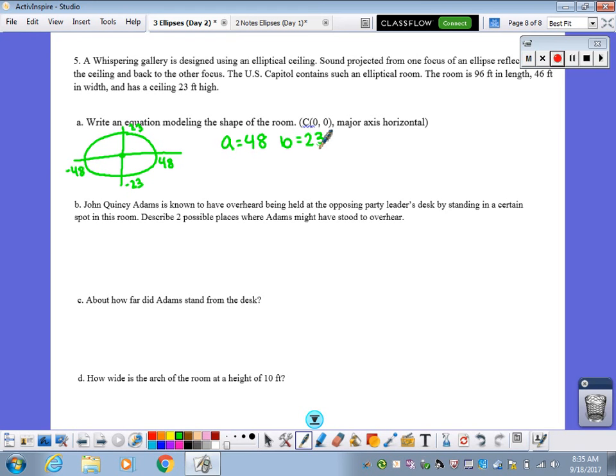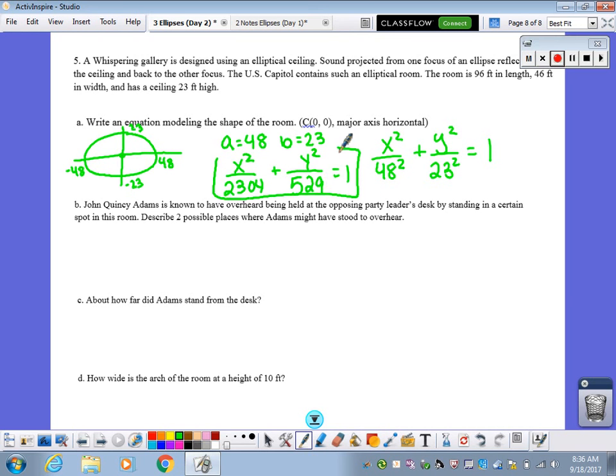So we know our center is at 0, 0, so we're just going to have x squared over something plus y squared over something equal to 1. Since this is a horizontal ellipse, we know 48 squared is going to go underneath here, and 23 squared is going to go underneath here. And what our final equation is going to be after you put those numbers into your calculator is x squared over 2,304 plus y squared over 529 is equal to 1. And that would be your answer.